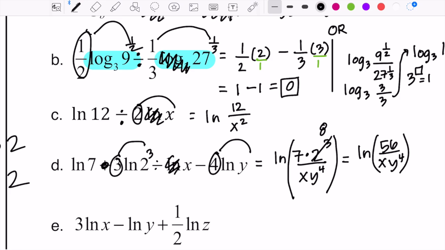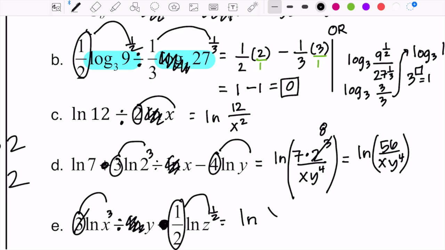For part E, same stuff. We're just condensing a bunch. 3 comes up here. This becomes divide. Only one logarithm. And then this goes back to multiply, but we also learned that that just means it goes in the numerator. So when all is said and done, I get the natural log of x cubed divided by y, and then times z to the 1/2, which is the square root of z.